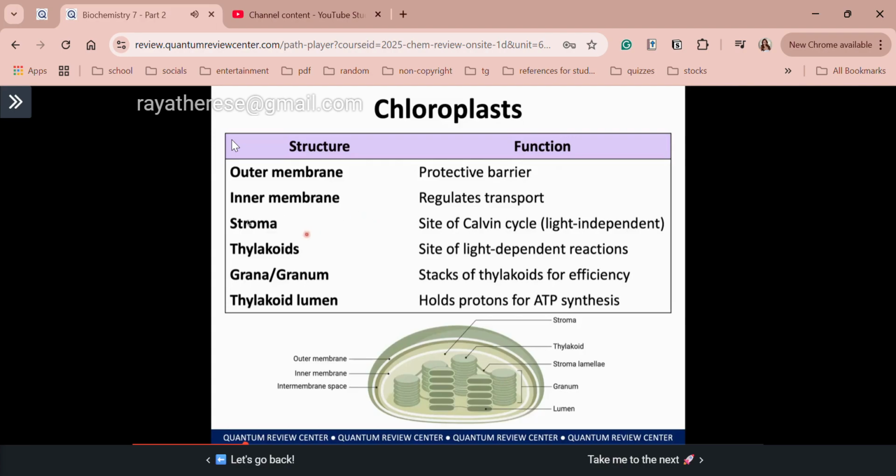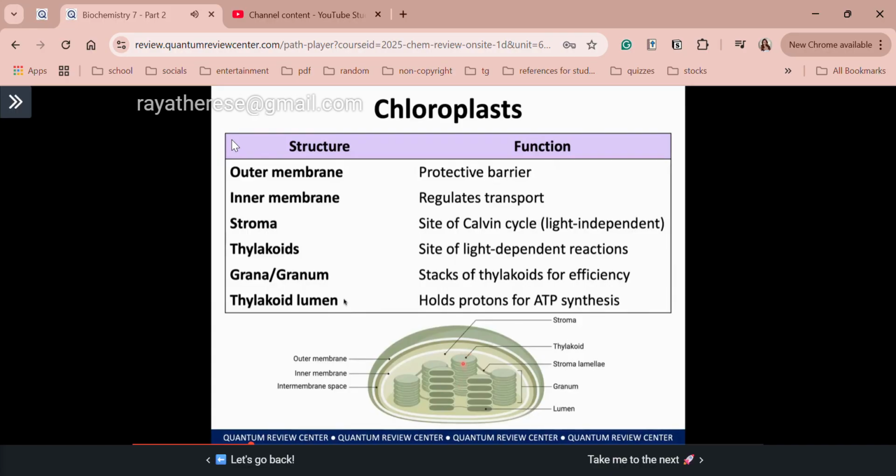Alright, so thirdly, stroma. Check the structure of your stroma. Here is your stroma, the space inside your inner membrane. This is the site of the Calvin cycle, which is your light-independent reactions also. Fourth, the thylakoid is your site of light-dependent reaction. Class, when we say grana, that's the stacks of your thylakoid. This increases your surface area for efficiency of light-dependent reactions and, of course, compartmentalization.